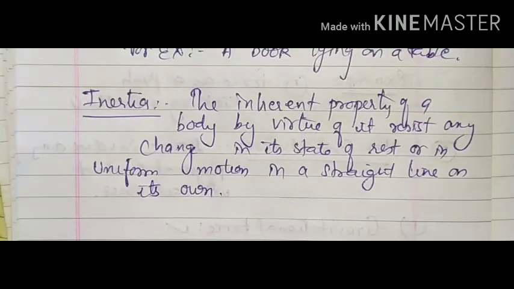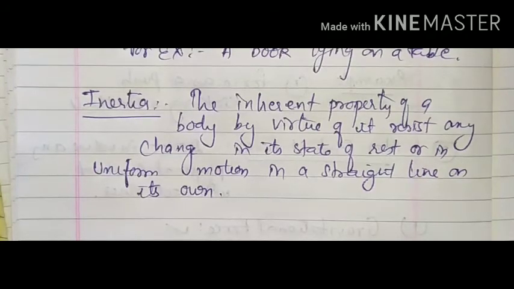Galileo was the first to establish that no force is required to keep a body moving uniformly along a straight line. Force is required for changing the state or direction of motion. So what does it require? Force. The inability of a body to change by itself its state of rest or of motion along a straight line is called inertia of the body. It is also known as the law of inertia.